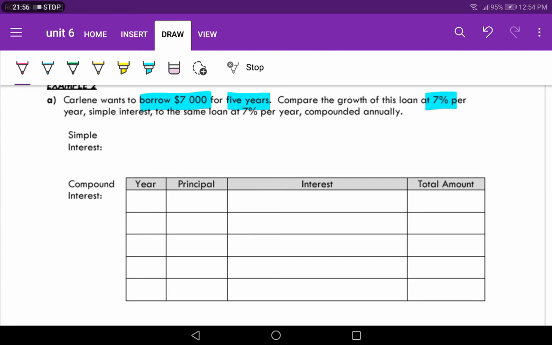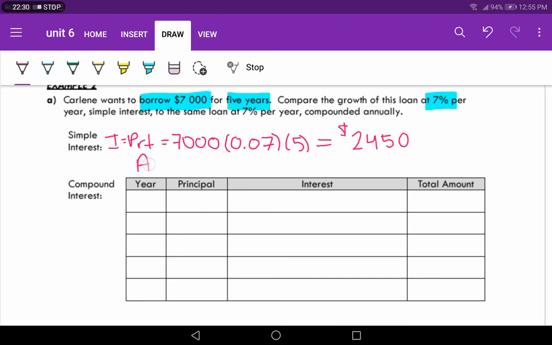So simple interest, remember our formula to figure out your interest is I equals PRT. Okay, so the initial amount is the amount we're borrowing, which is $7,000. Okay, R is our rate as a decimal, so 0.07, and the time period here is 5 years. If we multiply all of those together, we get $2,450 in interest.